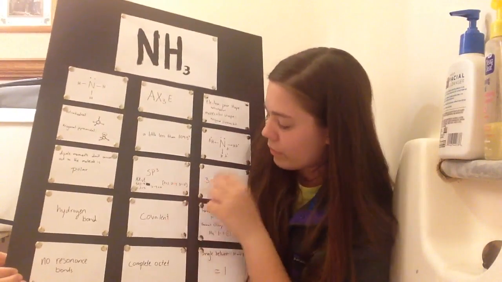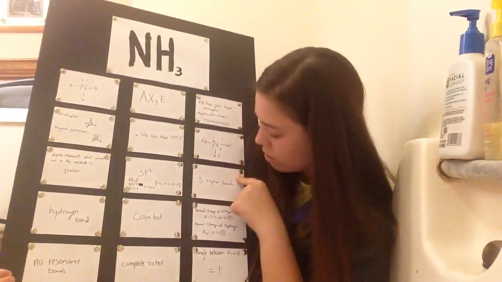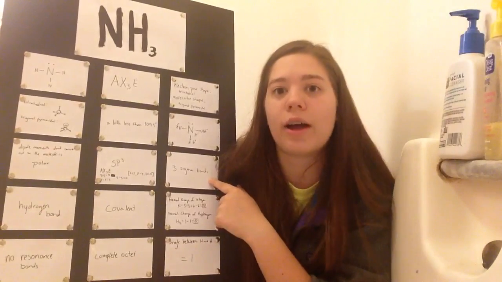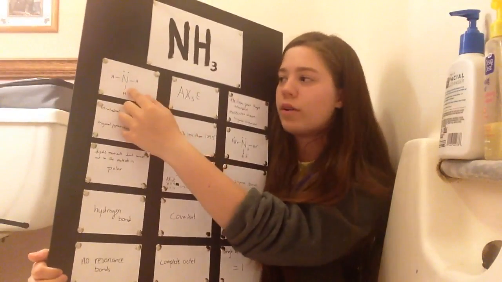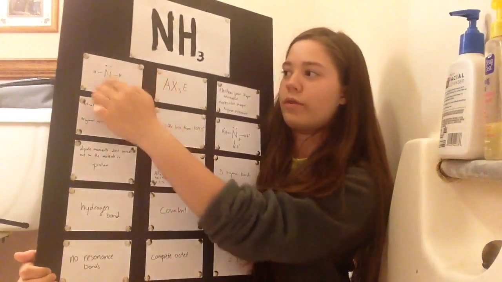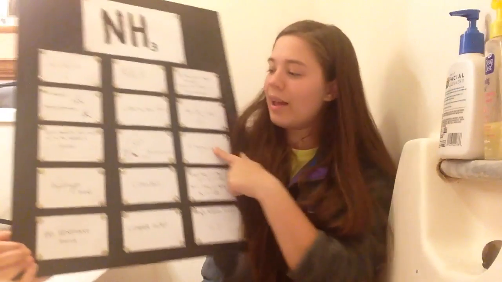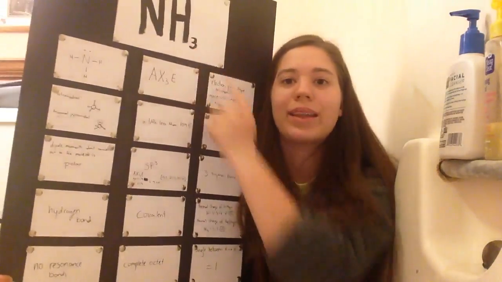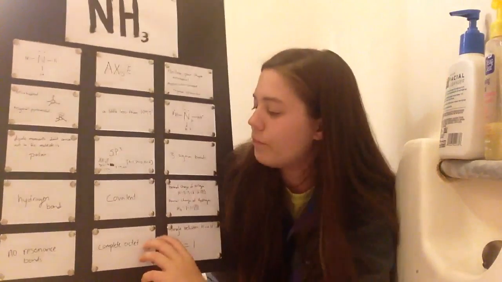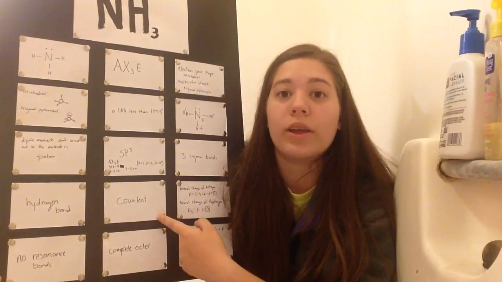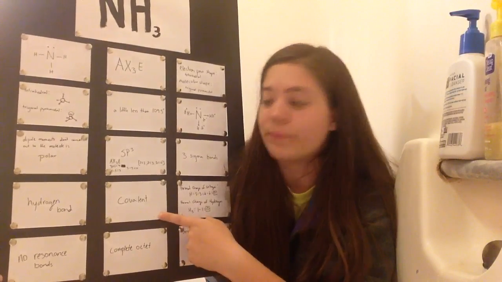There are 3 sigma bonds, and there are no pi bonds because pi bonds come from double bonds, and I don't have any double bonds. There's only single bonds, and single bonds are sigma bonds, so there are 3 sigma bonds. And then this is a hydrogen bond because there's hydrogen in it. And this is covalent because we are all doing covalent ones.